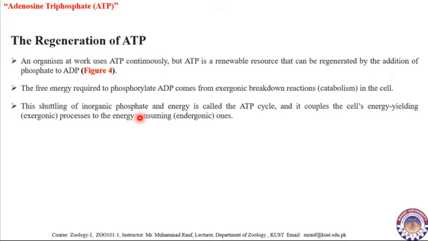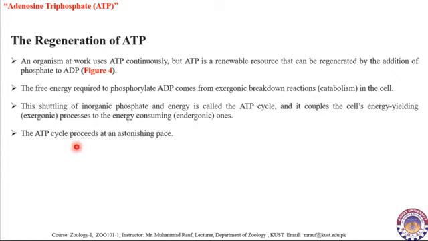I repeat that sentence again. Wherever in a cell a catabolic process is going on, this catabolic process will release energy, and this released energy will be used to form ATP. And then wherever in other areas of the cell an endergonic process is going on, this ATP which was synthesized previously shifts to that particular area, and it is broken down and the energy liberated is incorporated into endergonic reactions.